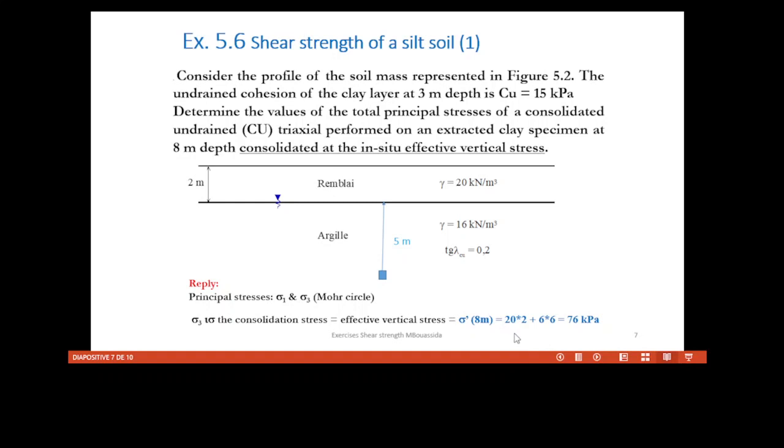So as we can see, the effective stress is the total stress minus the water pressure, but it can be simply written because this soil is saturated. So it will be 20 by 2 plus the gamma dash, total gamma minus 10 of water. 16 minus 10 becomes 6. So 6 by 6. Calculation is okay. So the effective stress at 8 meter is 76 kPa. That is the consolidation stress by which we perform the Cu test on the specimen. So this is the calculation of sigma 3.